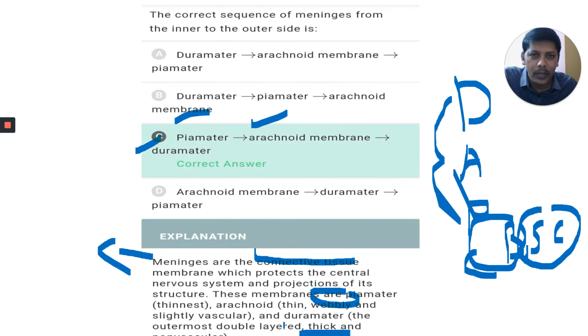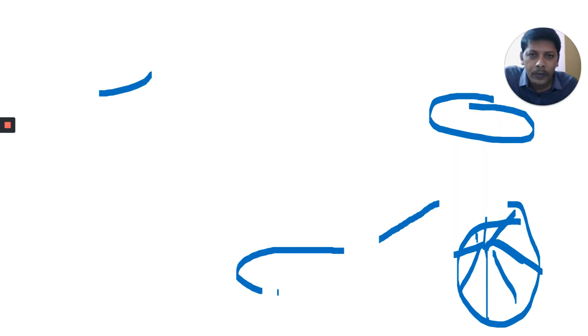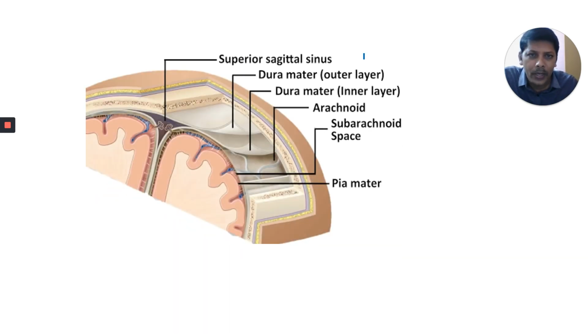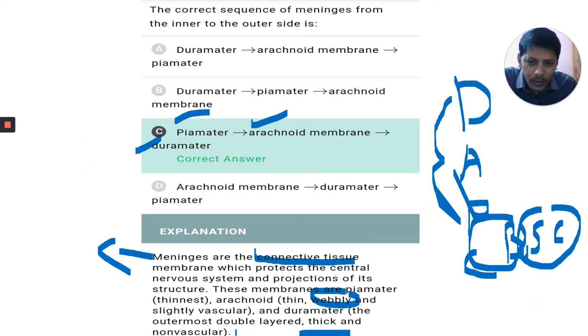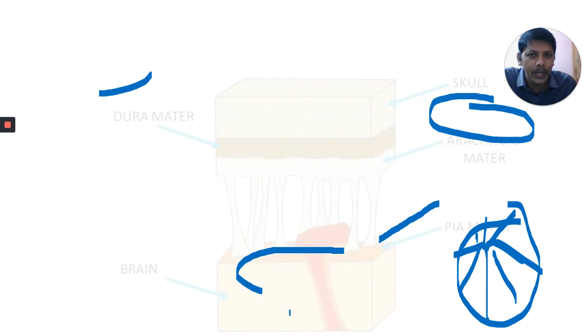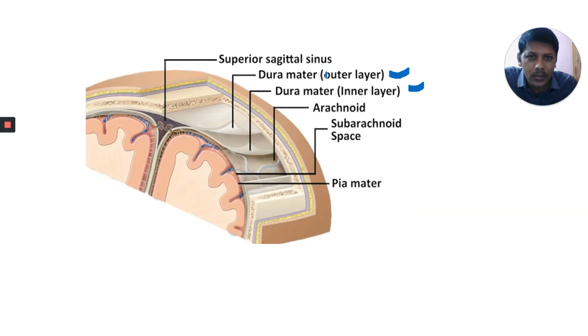The dura mater is double layered. You can see here, it is double layered, thick and non-vascular. That means there is no blood supply to it. What is that one? It is the dura mater.